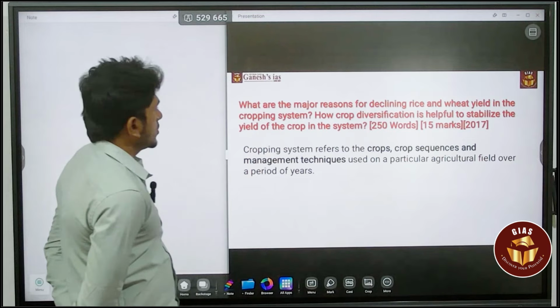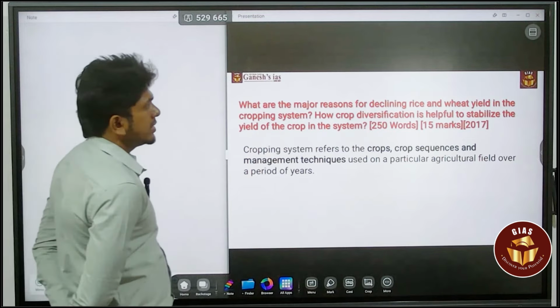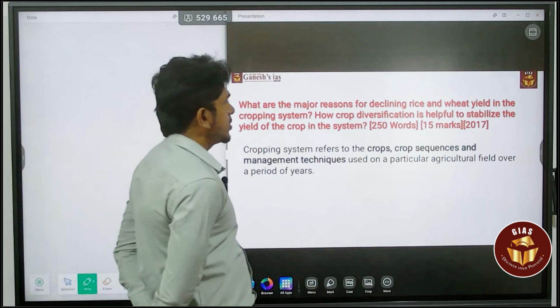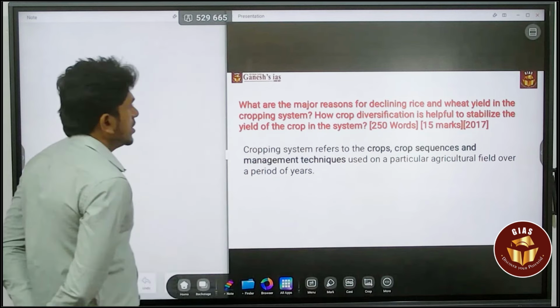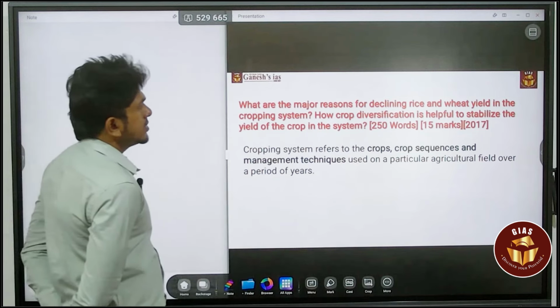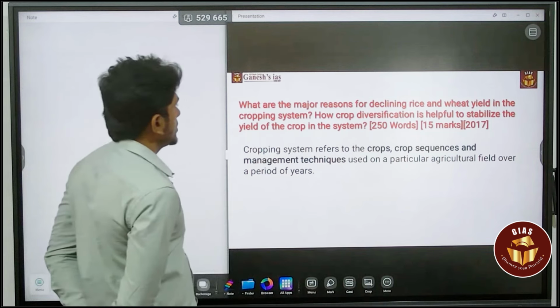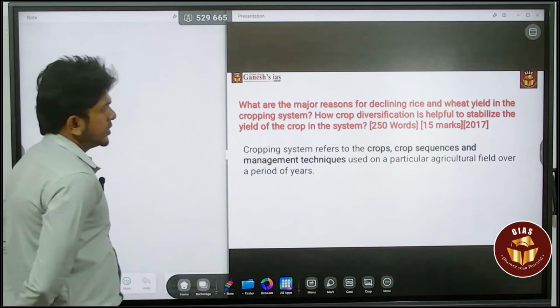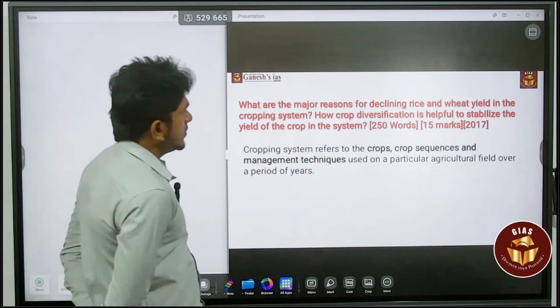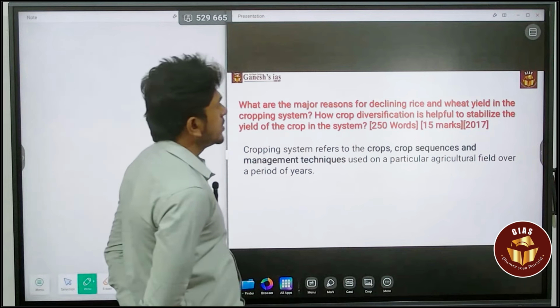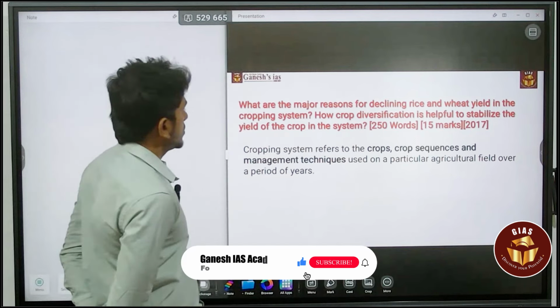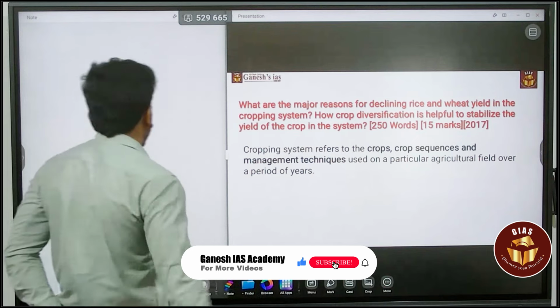The question is about the cropping system. It was asked in 2017 and it is a 15-mark question, 250 words. What are the major reasons for declining rice and wheat yield in the cropping system? How is crop diversification helpful to stabilize the yield of the crops in the system?